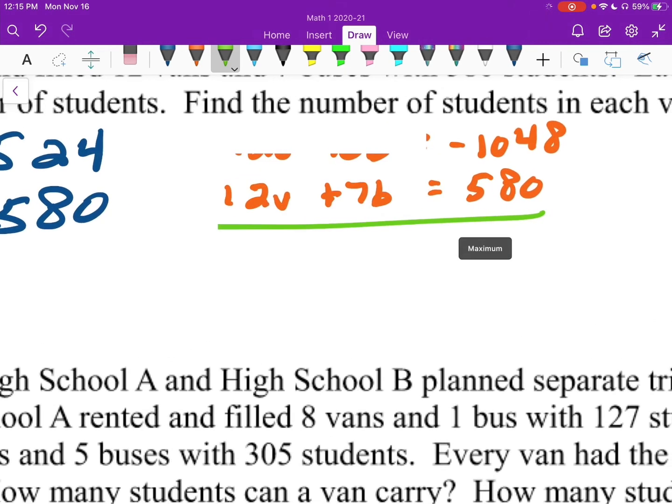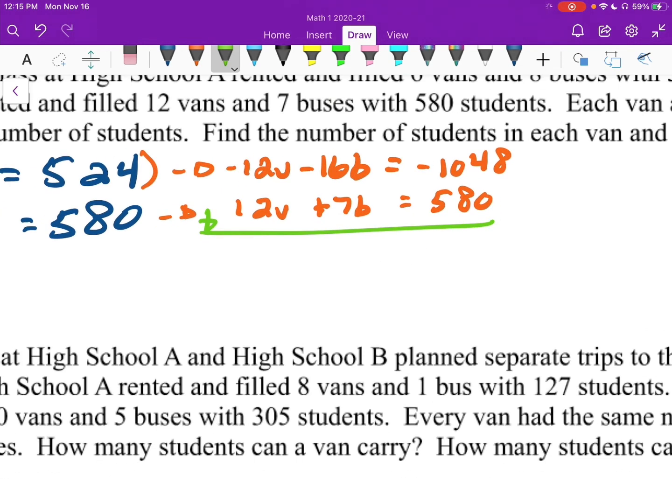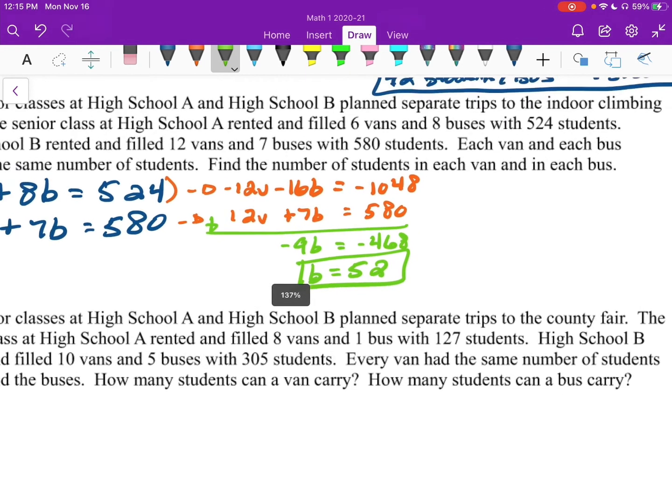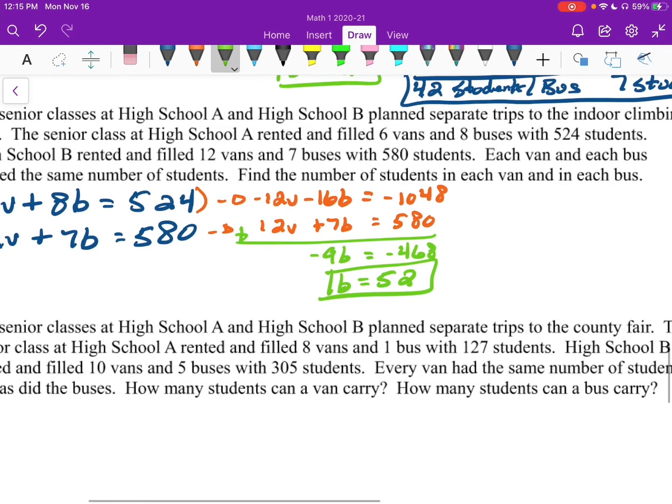Now I can add these up. My negative 12 and my positive 12 cancel out. And then I'm going to have negative 16 plus 7 gives me negative 9b. And then I'm going to have negative 1048 plus 580. And that gives me negative 468. I'll divide both sides by negative 9, and b equals 52. So in this problem, we have bigger buses than the last problem.